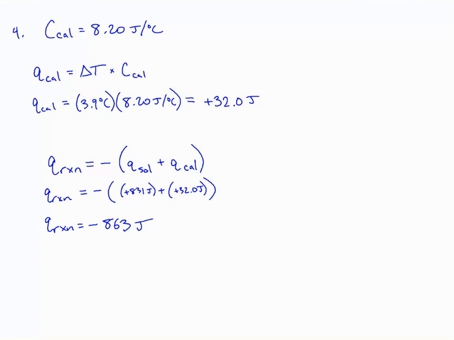And here's what it looks like. Here's your complete formula, and this one is another one that's listed in your lab. Q for the reaction is negative in sign to the total Q of the solution plus Q of the calorimeter. We have both these numbers. Q of the solution was positive 831. Q of the calorimeter was positive 32. Add them together, and it's opposite in sign. This is the Q for the reaction, negative 863 joules.